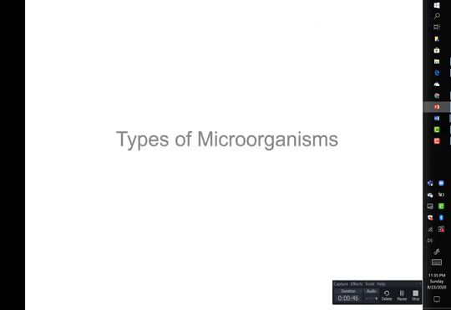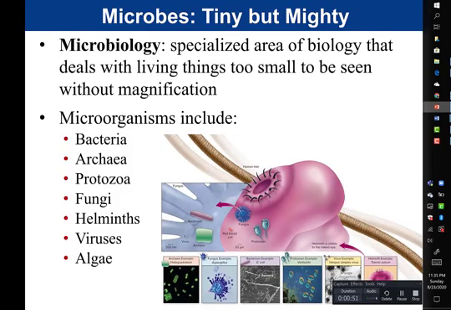So we are going to start by talking about types of different microorganisms. Microbiology is a specialized area of biology that deals with living things too small to be seen without magnification. And so a microbe or a microorganism, again, would be things that are too small to see with the naked eye. Some examples of this would be bacteria, archaea, protozoans, fungi, helminths, viruses, and algae.